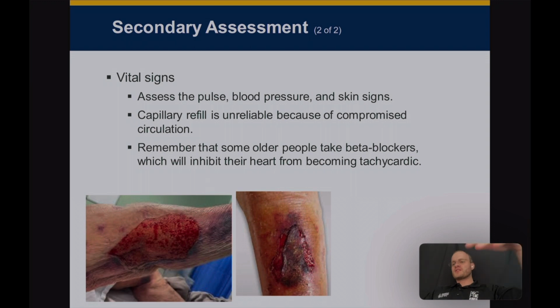So you'll assess the pulse, blood pressure, skin signs, right? Capillary refill, we've already covered this, is unreliable. But I just want to point out this is a skin tear. This is when the skin has literally torn. It's like paper thin, and so this creates this huge issue. So that looks like it's on the arm. This looks like it's maybe on the knee or something.